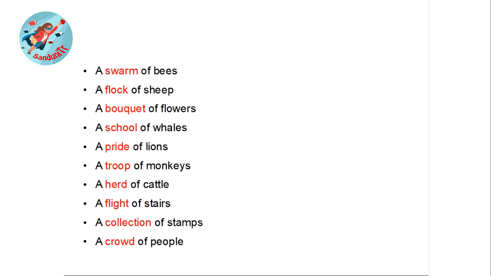They are a swarm of bees, a flock of sheep, a bouquet of flowers, a school of whales, a pride of lions, a troop of monkeys, a herd of cattle, a flight of stairs, a collection of stamps, a crowd of people.